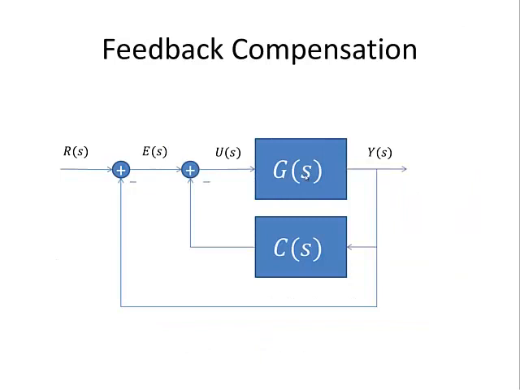Finally, we'll look at several typical control architectures. This architecture is known as feedback compensation. And as with anything, depending on the application, you might choose one architecture over another.